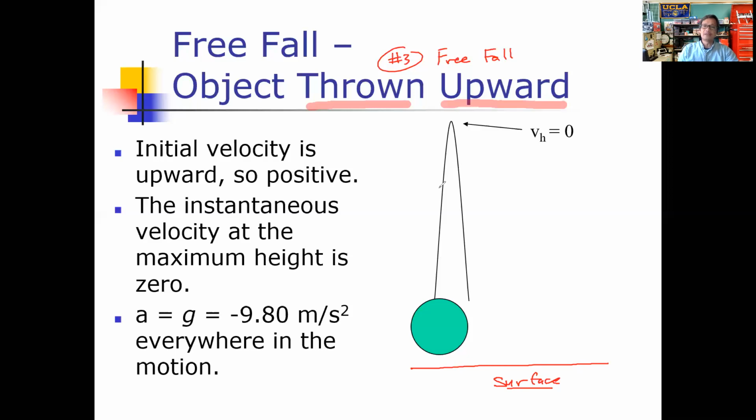And so when we define this particular type of free fall, make sure you understand that you want to break it up into 2 separate parts. The upward trajectory, and then you want to define the downward trajectory.